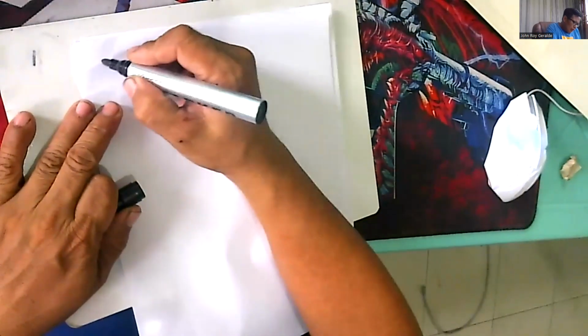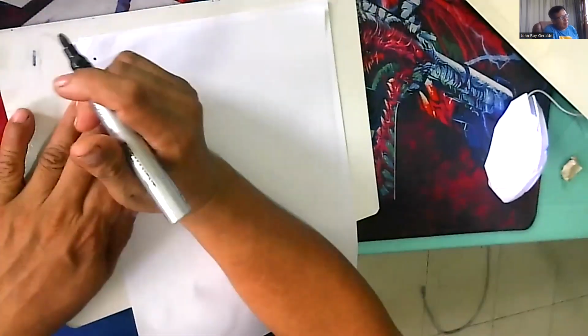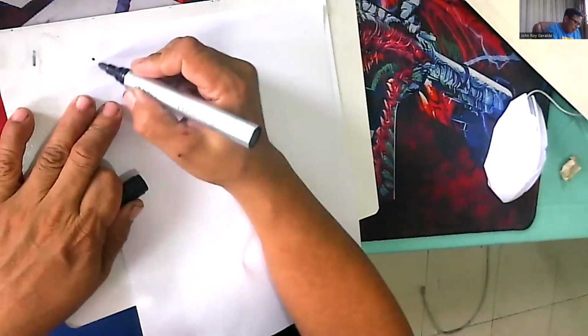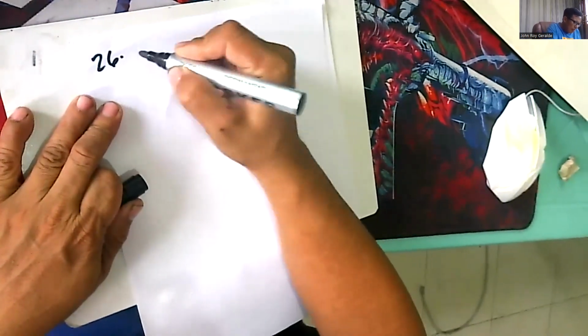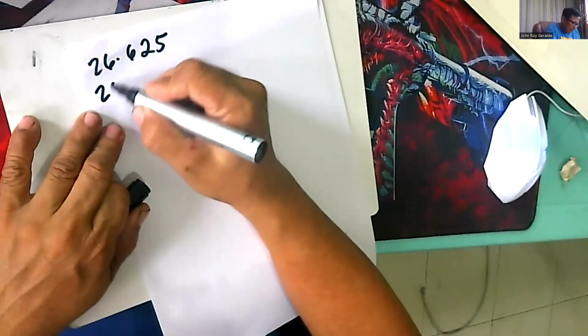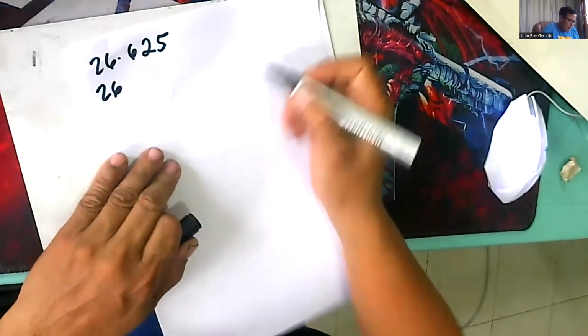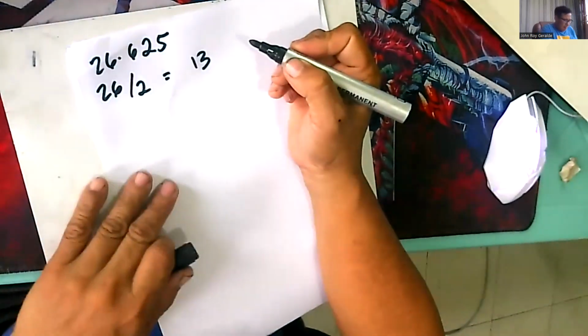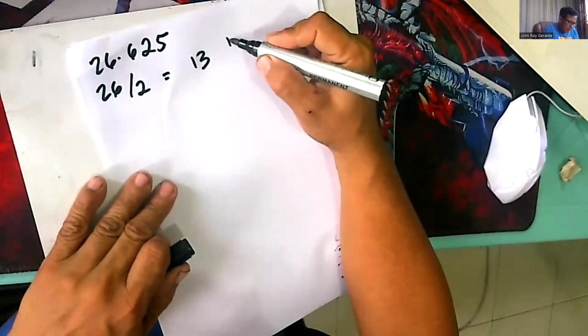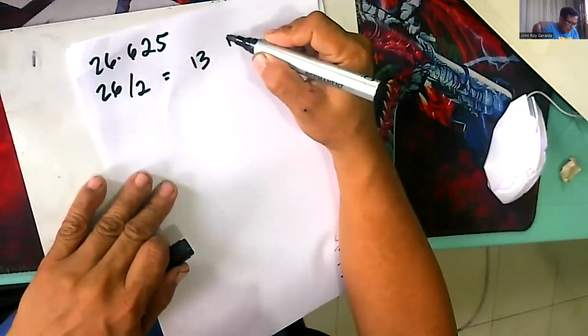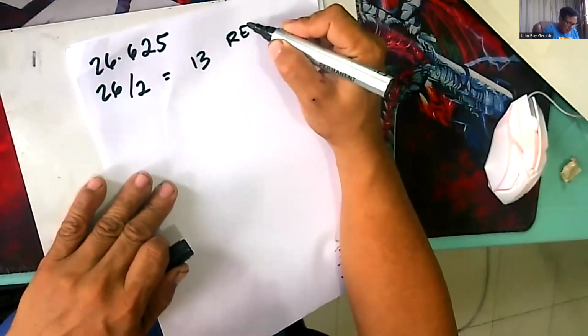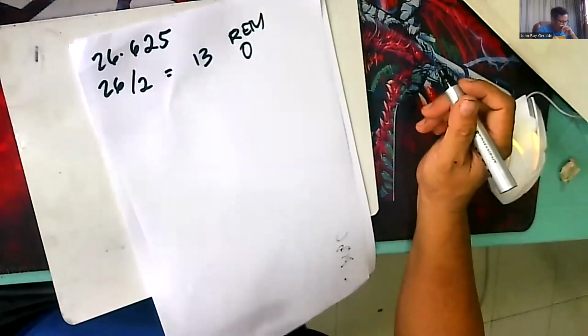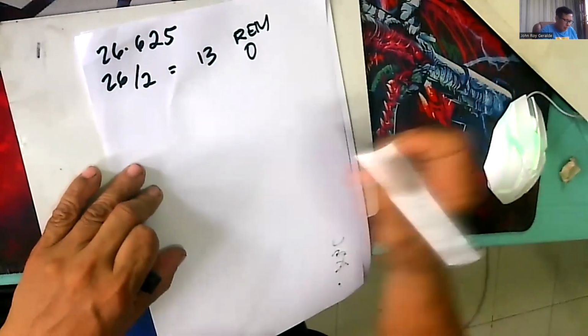Okay, 26.5. We will convert it into fixed point binary. Actually it's 26.625. You follow? So first, the 26. 26 divided by 2 is 13, with a remainder of 0. We take note of the remainder.